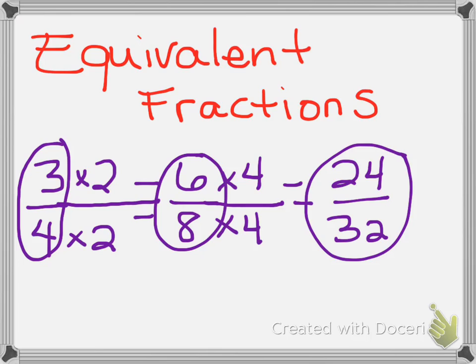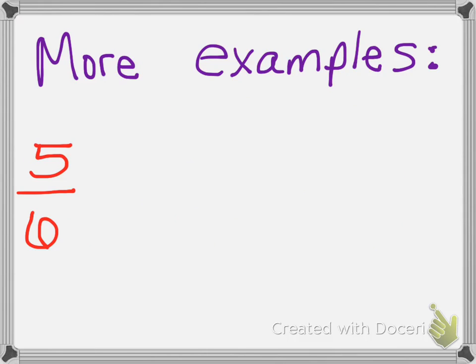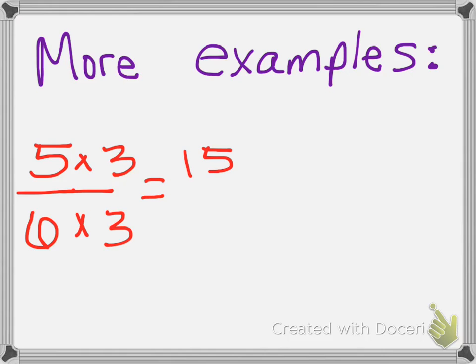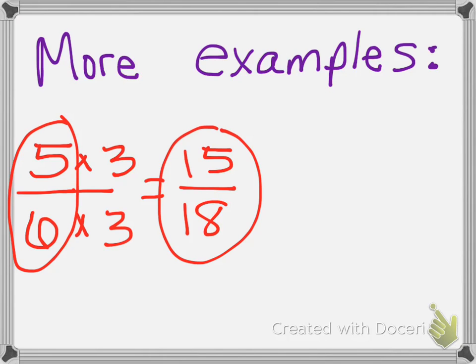Again, picking any number, just realizing that when you're trying to find equivalent fractions, most of the time you are multiplying. Another example is 5/6. I could multiply my numerator and denominator by 3, which is going to give me 15, and 6 times 3 is 18. So 5/6 is equivalent to 15/18.